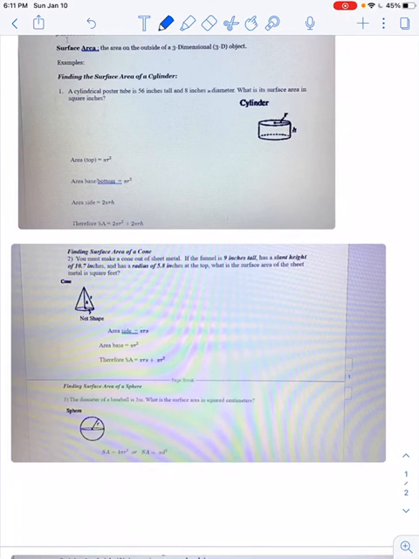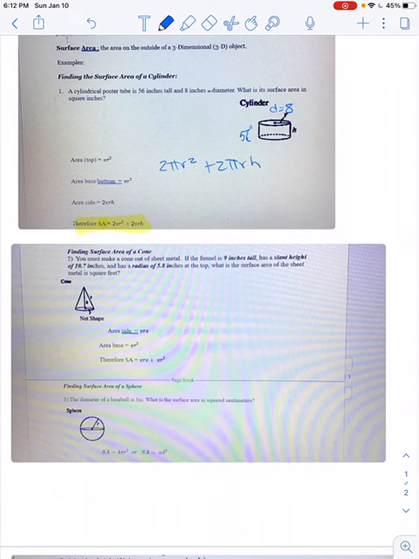To write our information we have. So a cylindrical poster tube is 56 inches tall and has a diameter of 8. So our formula for the surface area of a cylinder, we're going to write 2 pi r to the power of 2 plus 2 pi r h.